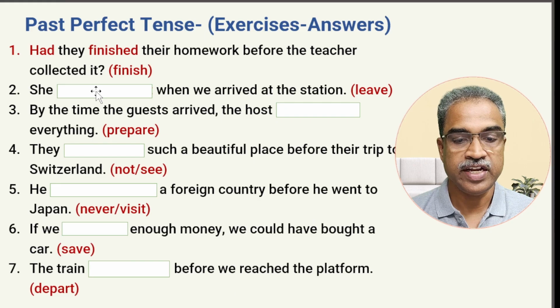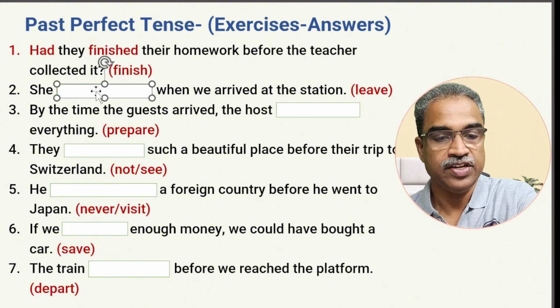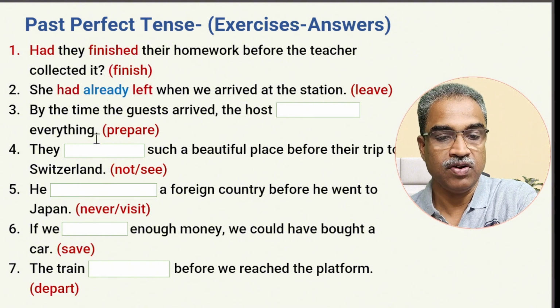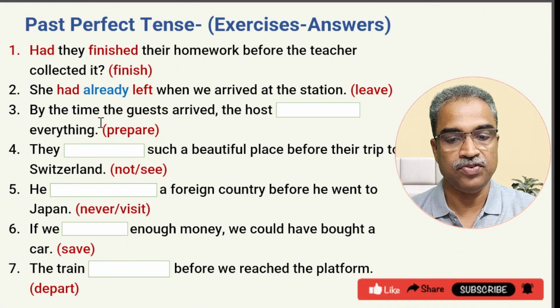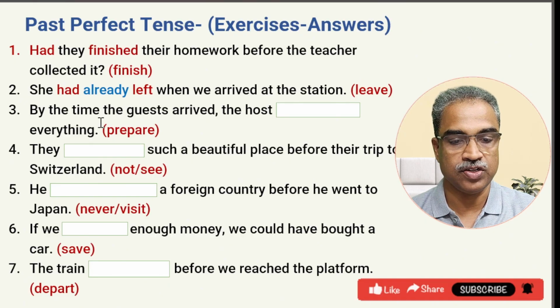Second one, she dash when we arrived at the station. We arrived, simple past tense. So leave, left, V3 form. So she had left already. Already word we can use. She had already left when we arrived at the station.